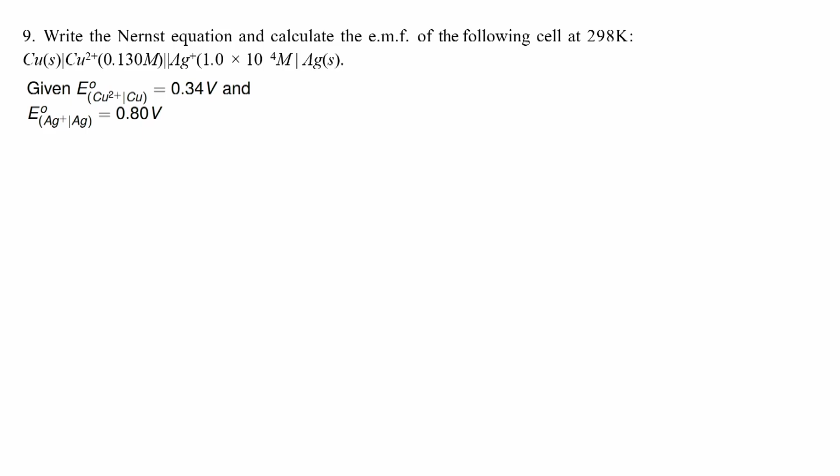Now we discuss problem number 9. It says write the Nernst equation and calculate the EMF of the following cell at 298 K. Cu | Cu2+ (0.130 M) || Ag+ (1 × 10^-4 M) | Ag. And the values of E naught are given. E naught Cu2+ to Cu is 0.34 volt and E naught Ag+ to Ag is 0.80 volt.